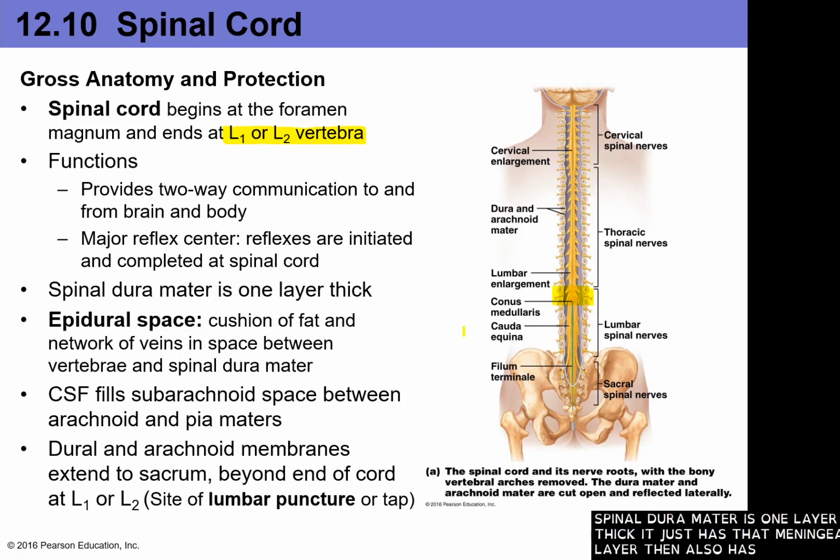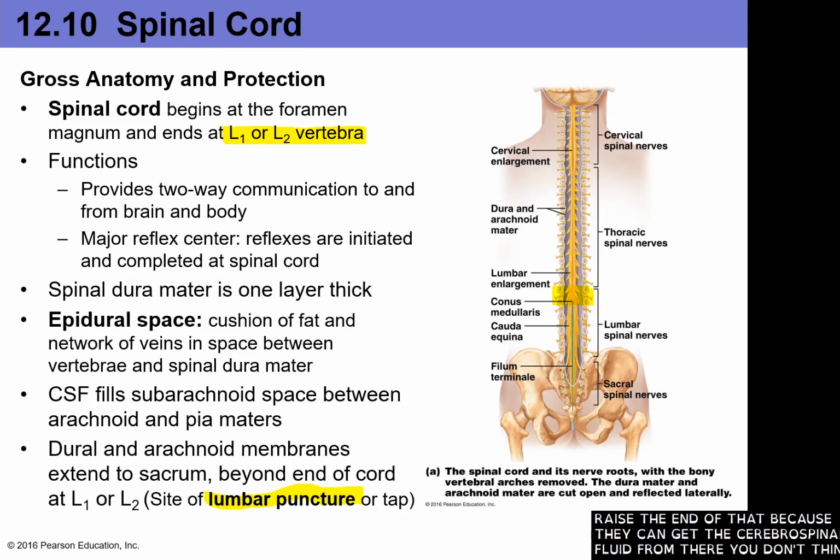Then it also has this epidural space, which is a cushion of fat and a network of veins in the space between the vertebrae and the spinal dura mater. I'll show that on an image coming up later. And then the cerebral spinal fluid fills this as well. So between L1 and L2 then is the site of a lumbar puncture. So right at the end of that, because they could get the cerebral spinal fluid from there.